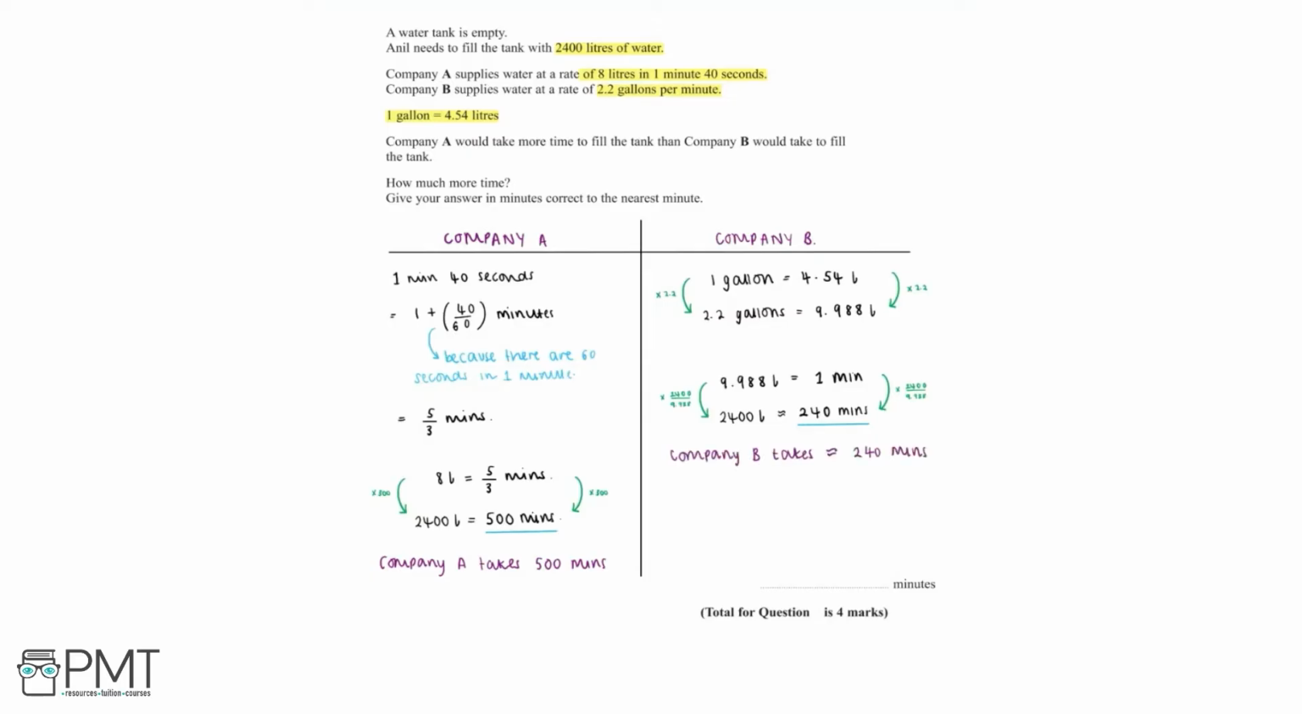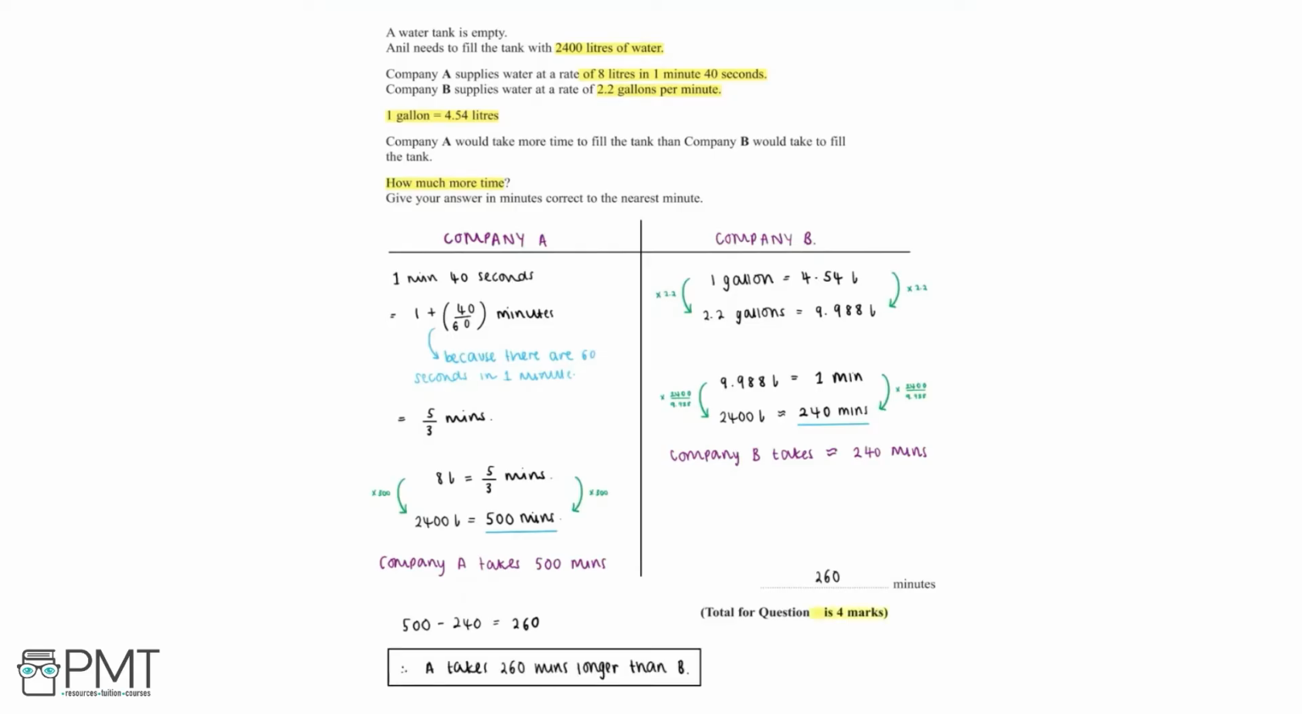Now remember that in this question, we need to find out how much more time Company A would take compared with Company B. And so essentially what we're asked to do is to find the difference between the amount of time Company A takes and the amount of time Company B takes. The difference would be equal to 500 take away 240, which is equal to 260. And so we can therefore say that Company A takes 260 minutes longer than Company B.